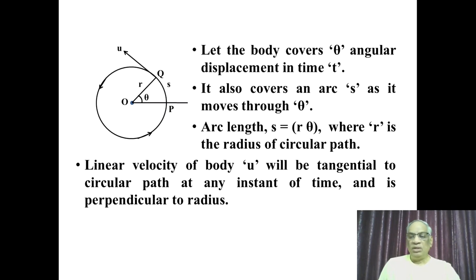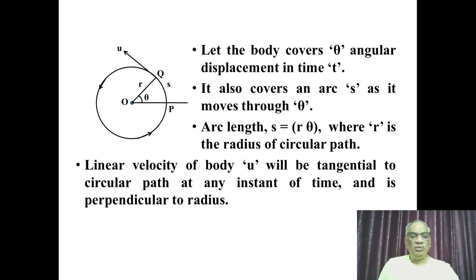Now let us explore some more description of the circular motion. Let a body cover theta angular displacement in a time interval. It also covers an arc of length S as the body moves from P to Q. The arc length PQ is S, and the radius of the circular path is R, with center O.